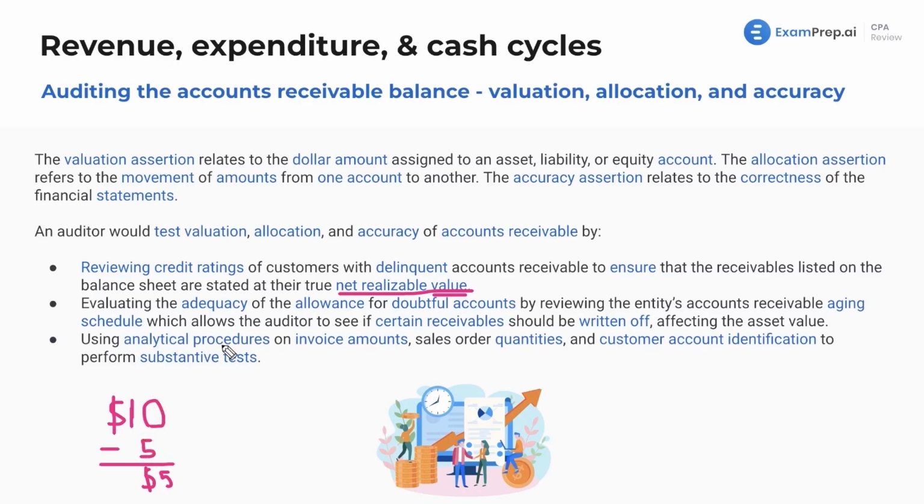Next up, using analytical procedures on invoice amounts, sales order quantities, and customer account identification to perform substantive tests, just verifying the accuracy of those sales. Sales and accounts receivable go hand in hand, and if there is a problem with the sales numbers, there could be a problem with the AR numbers. So you want to make sure you're going through the whole process. Like I said, a great way to ensure that all the numbers in the whole revenue cycle are accurate is to just go through the normal sales process. That's a test of internal controls, which would help you very much in auditing this.